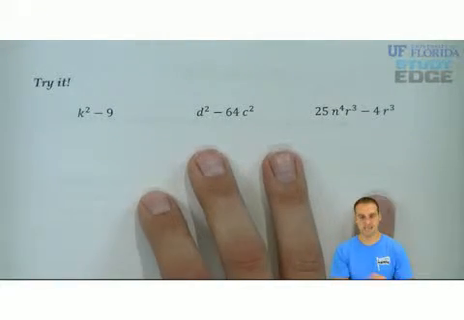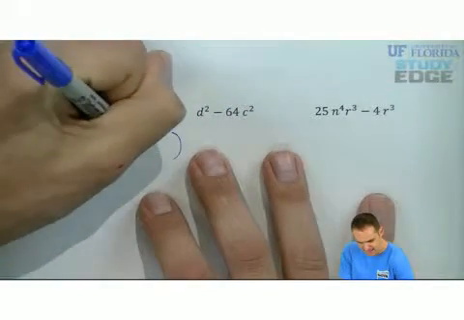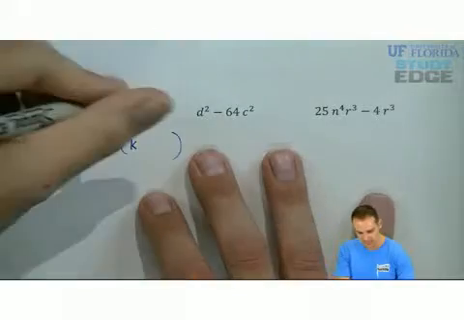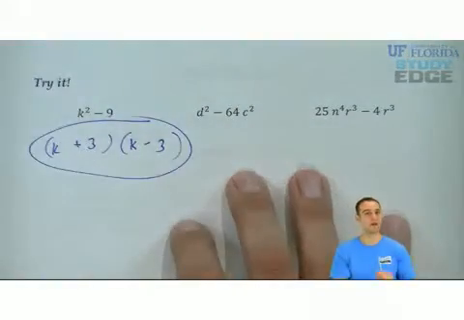K squared minus 9. Parentheses. Instead of K squared, you're going to have a K and a K. Square root of 9. 3 and a 3. 1 plus, 1 minus. There you go.